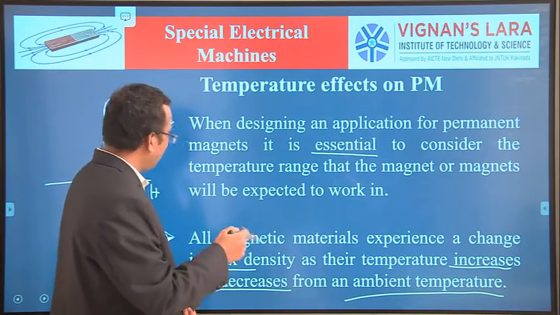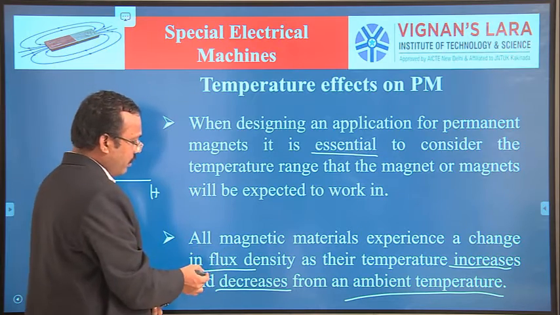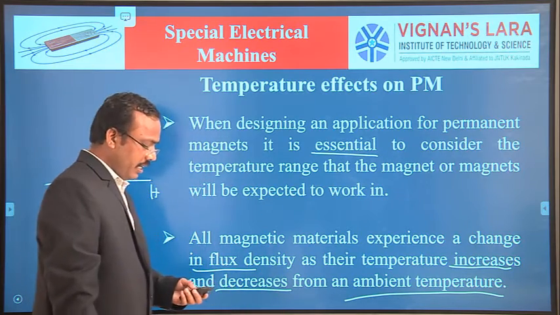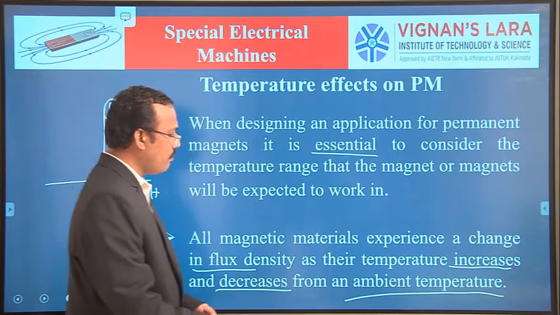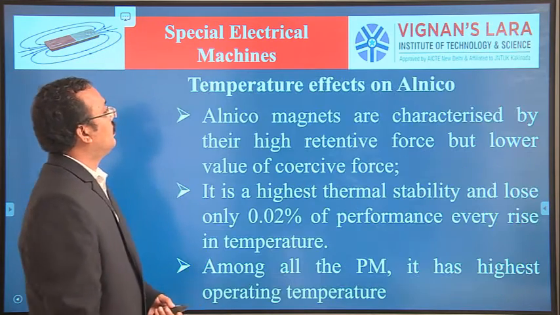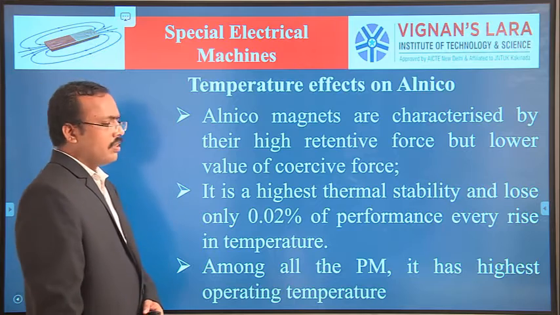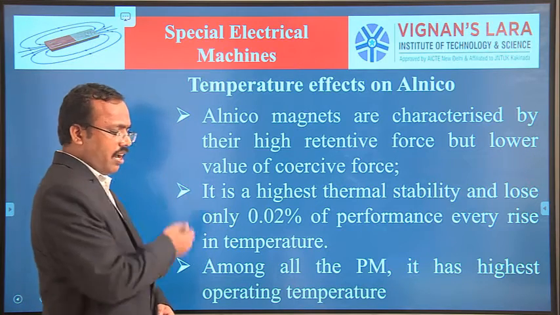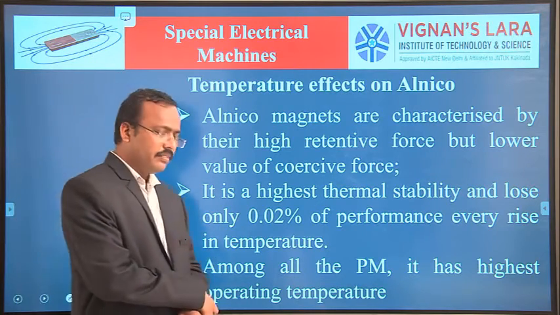So we have the property that the flux density depends on the operating temperature, from the ambient temperature. This is very, very important. Next, we discuss what the losses in the magnetic material are.